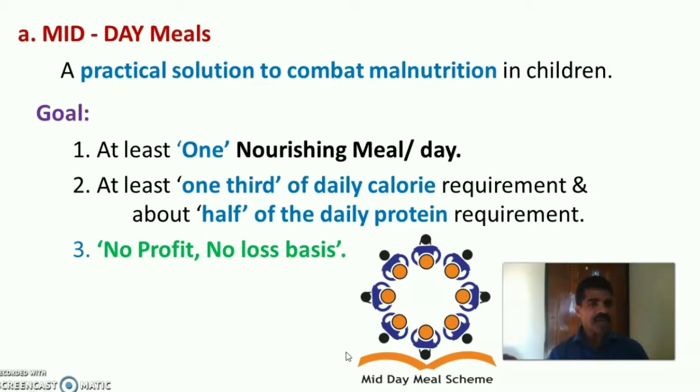The second goal is that at least one third of the daily caloric requirement for the children, and about half of the daily protein requirement, has to be covered in midday meals. The third goal is that it is run on a no profit and no loss basis. So these are the three goals of midday meals.